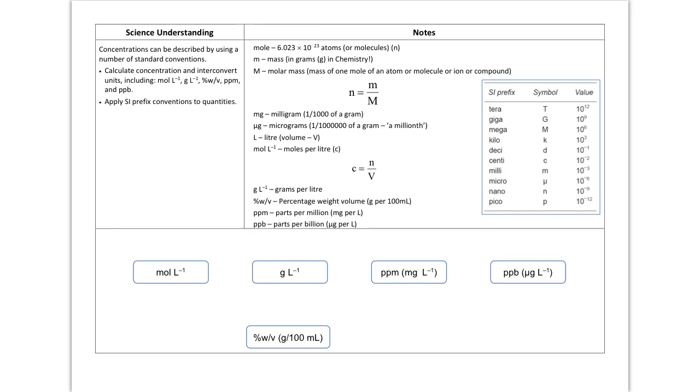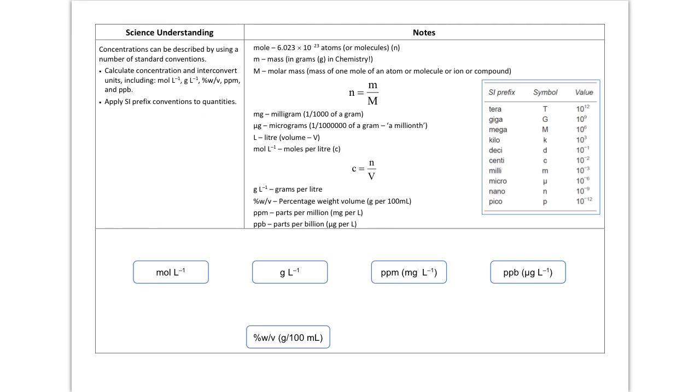So, what's our science understanding for this one? Concentrations can be described by using a number of standard conventions. They include we can calculate concentration and interconvert units, and the units we'll be using are moles per litre, grams per litre, percentage weight volume, parts per million and parts per billion, and we can apply the SI prefix conventions to quantities. So we'll just deal quickly with this second one first.